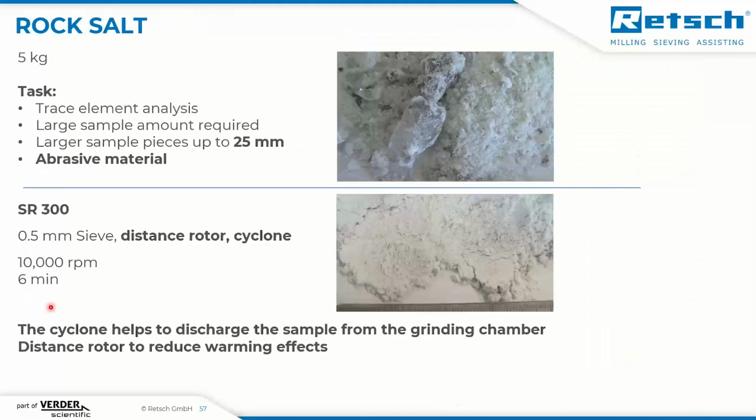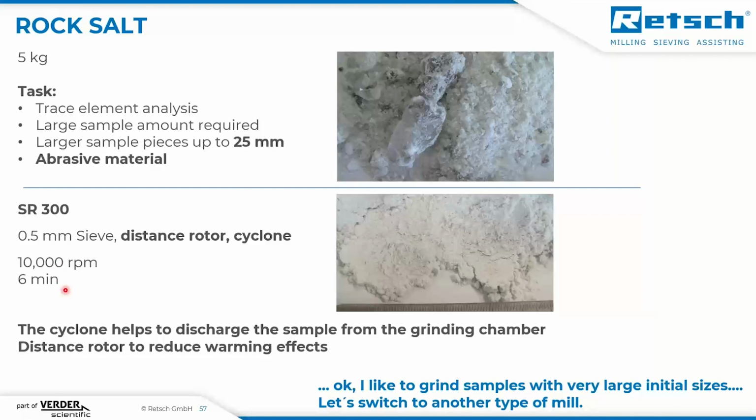Other samples like this rock salt can also be crushed in an SR300. It's also an abrasive material, and again, large sample pieces up to 25 millimeter. Here we use a distance rotor in the SR300. A distance rotor has the same effect as a distance sieve in the ZM200. We reduce the shearing forces, but in this case, we just reduce the diameter of the rotor and do not increase the diameter of the sieve as in the ZM200. So we get less warming, less shearing forces, and we need the crushing effect. So we can do these 5 kg in just 6 minutes in the SR300.